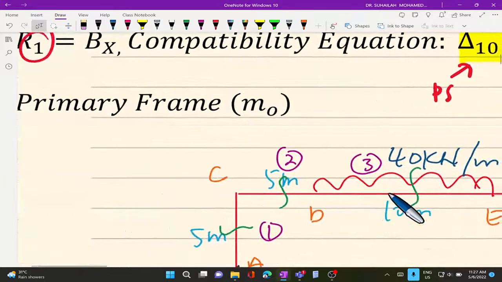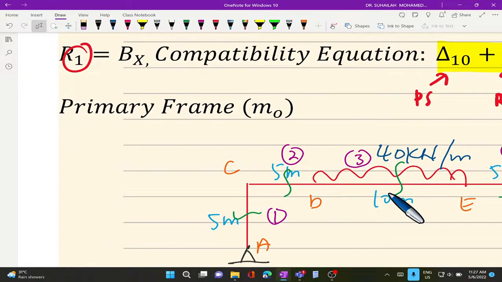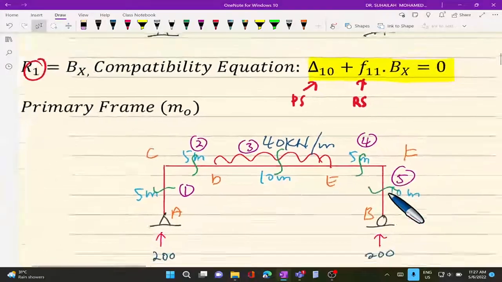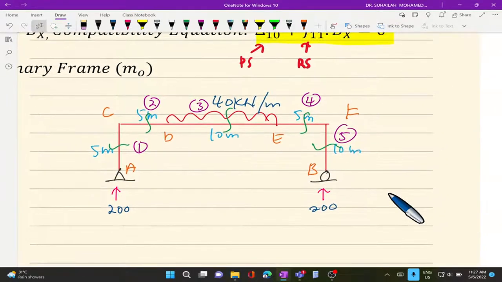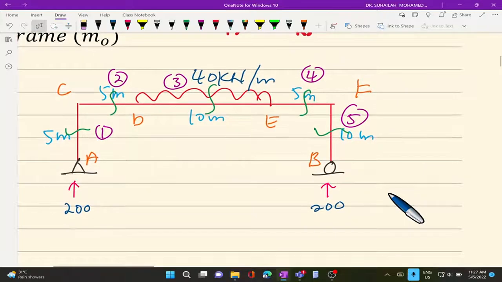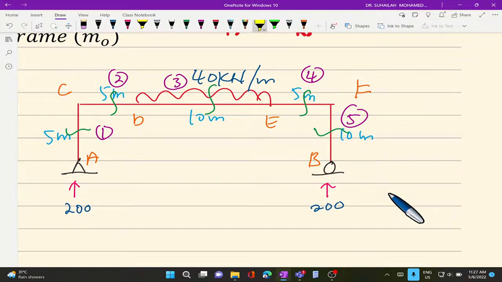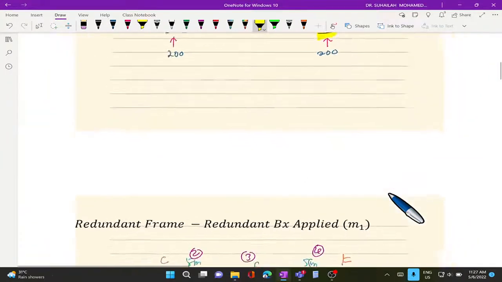So we have to have the primary frame. In the primary frame, in order to write the moment equation, what we have is this diagram. This is a determinate frame. This is a stable frame. This is the support. The support at B changes from pin to roller because we have removed BX. So having this, we can calculate reaction at the support, and after that we can write the moment equation.